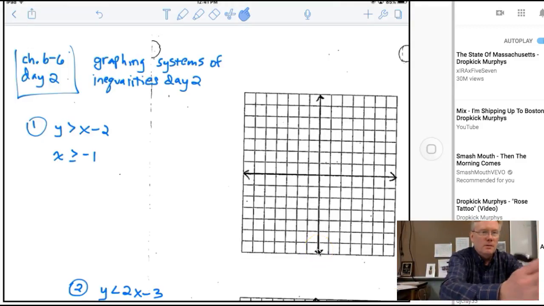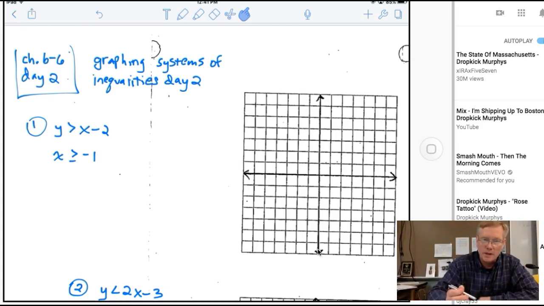Okay. Hi there. All right, today I'm going to show you guys about graphing systems of inequalities. And this is the second day of this. This is a bigger topic. It's not something I usually tackle in one day. So this is day two.